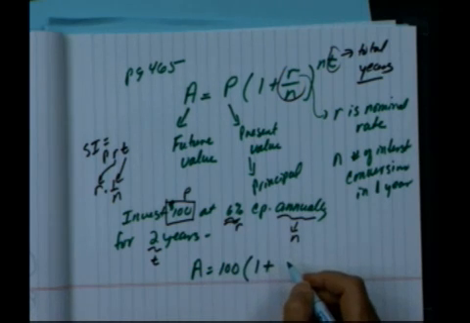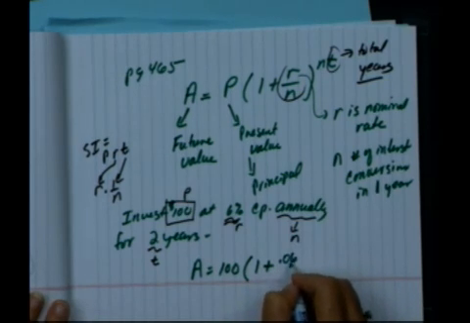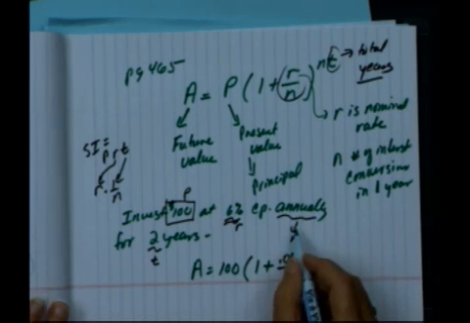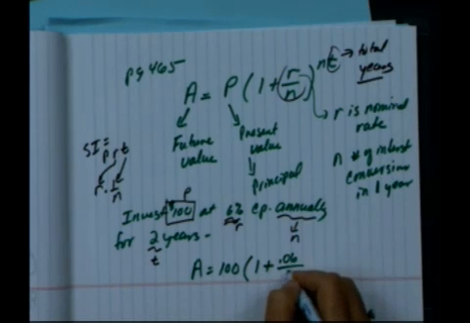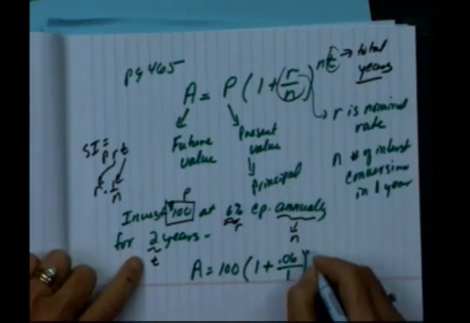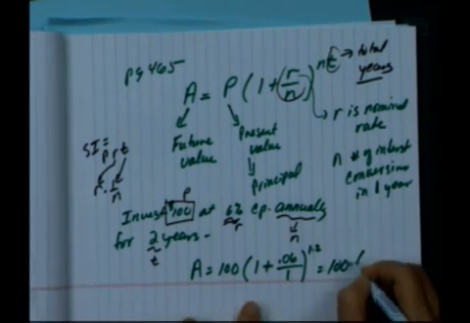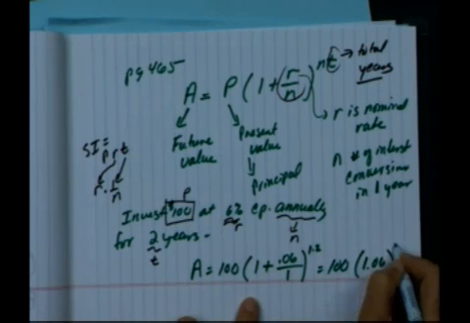How do you write 6% as a decimal? 0.06. Annually means how many conversions in a year? 1. And up here we'll have 1 times 2, which is 2. So I have 100 times 1.06 squared.